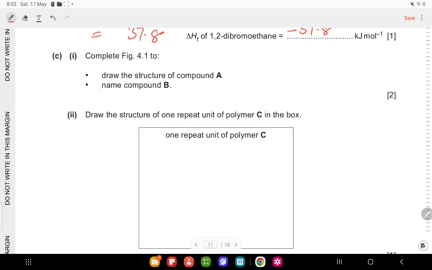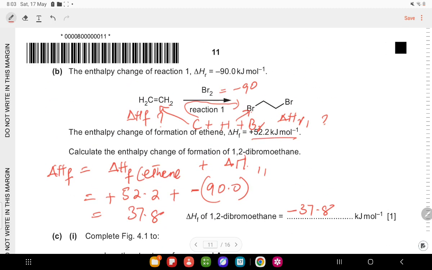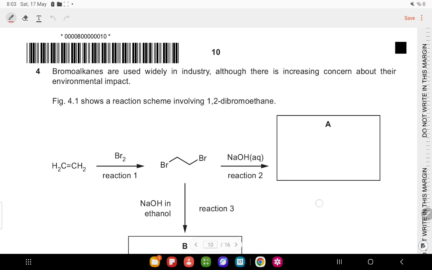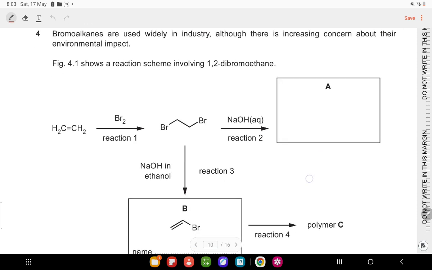Complete figure 4.1 to draw the structure of compound A. This is compound A.